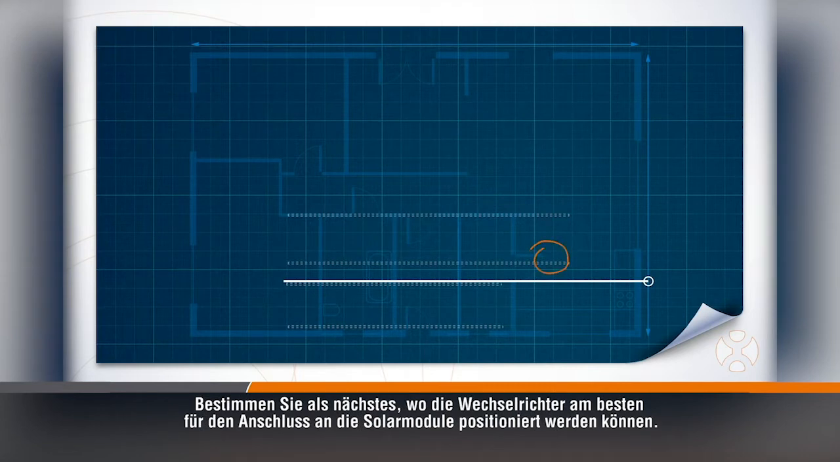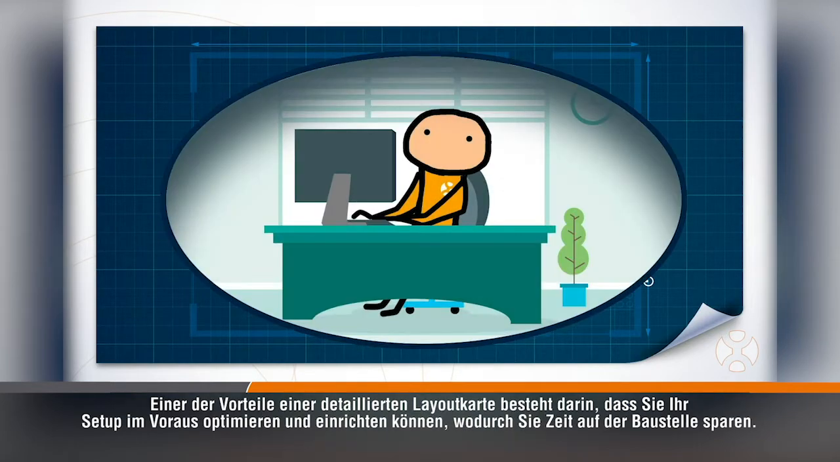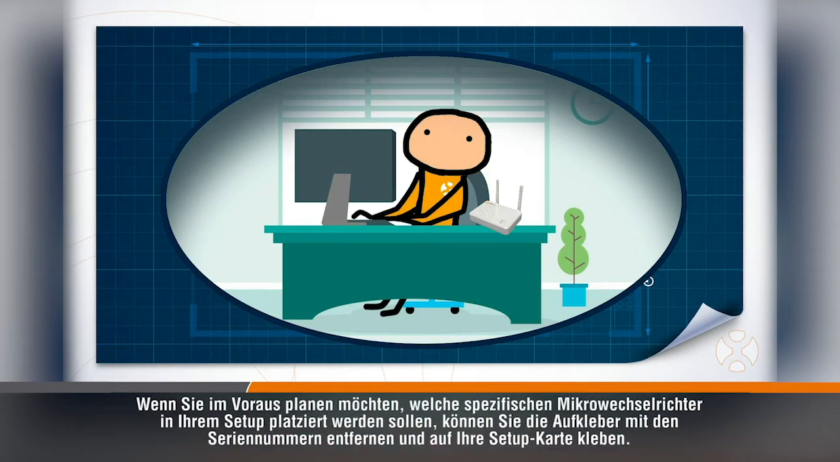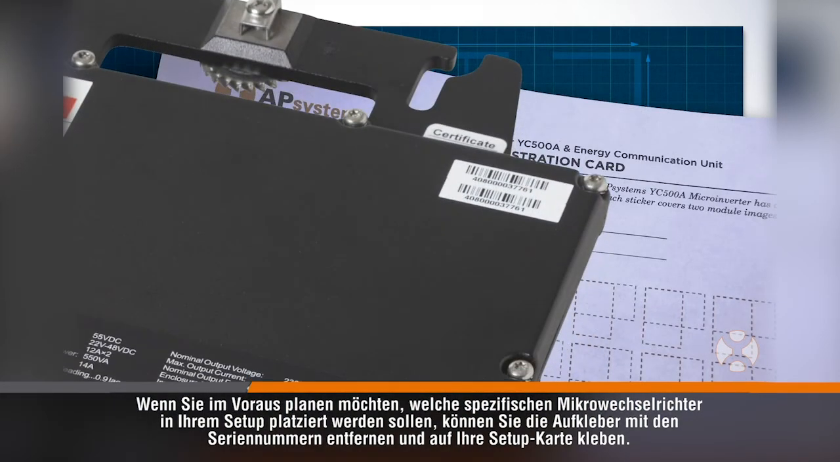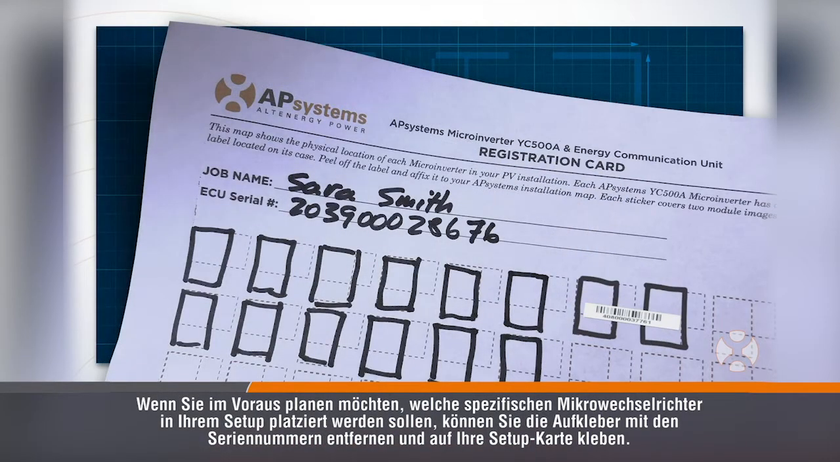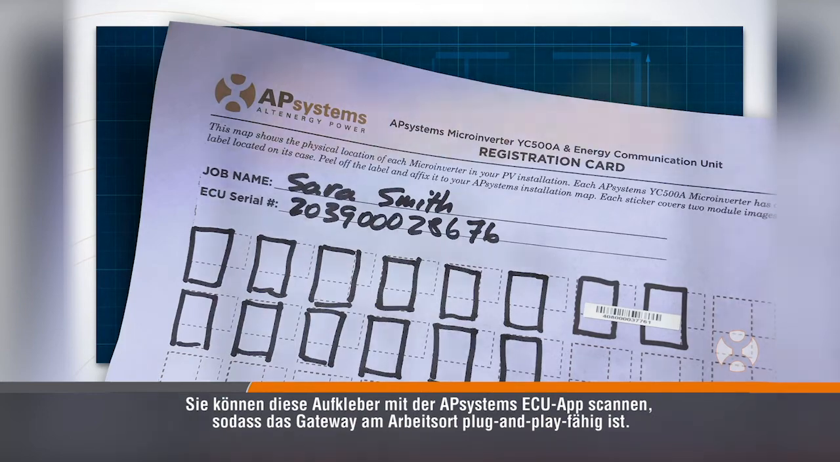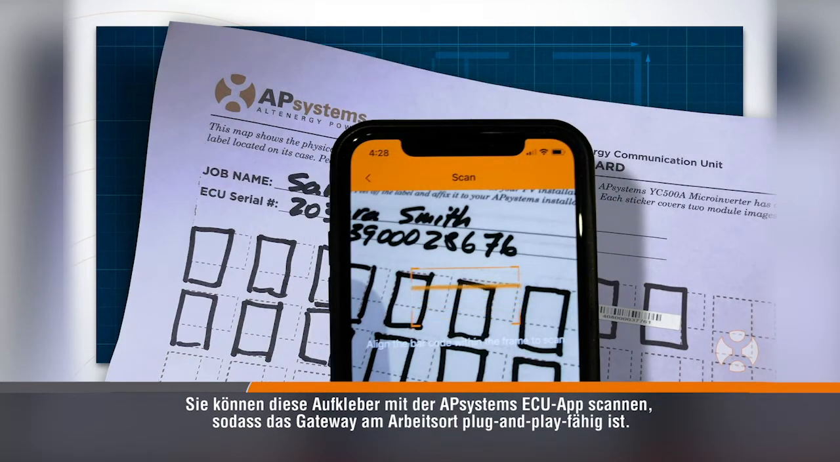Next, determine where the inverters can best be positioned to connect to the PV modules. One of the benefits of a detailed layout map is that it allows you to set up your gateway in advance, saving you time at the job site. If you choose to pre-plan which specific microinverters will be placed where in your array, you can remove the serial number UID stickers and place them on your array map. You can scan these UIDs using the AP Systems ECU app, so the gateway is plug and play at the job site.